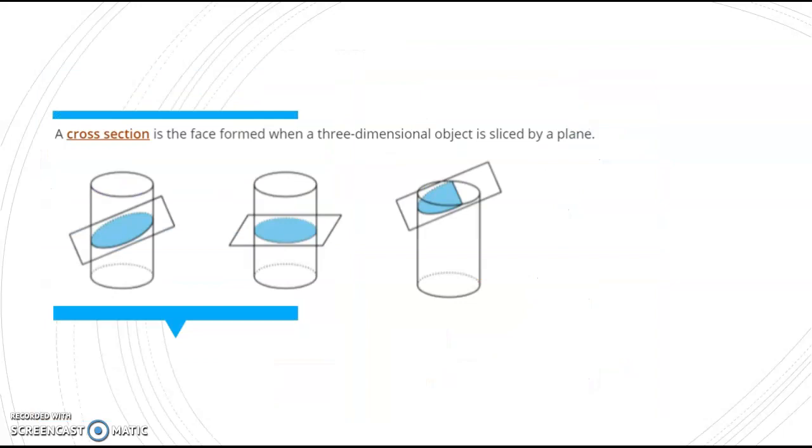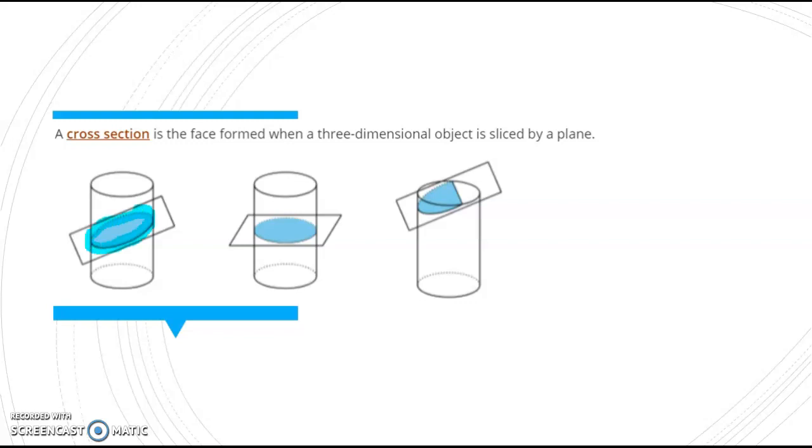The second part of this lesson is looking at cross sections. So a cross section is the face formed when a three-dimensional object is sliced by a plane. So if I were to slice this cylinder with this plane, I would see that I would get this part that would cut.